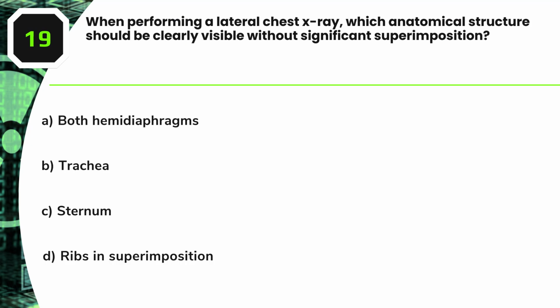Question 19. When performing a lateral chest X-ray, which anatomical structure should be clearly visible without significant superimposition? A. Both hemidiaphragms. B. Trachea. C. Sternum. D. Ribs in superimposition.